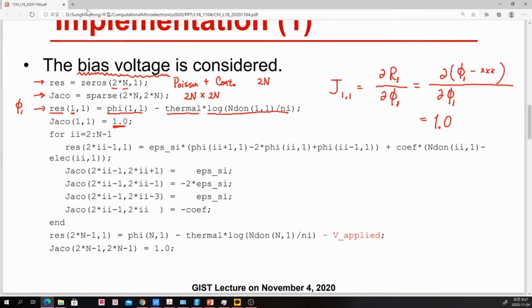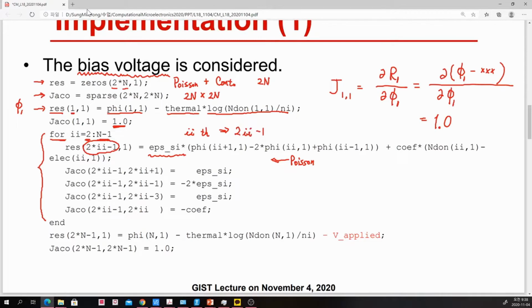After that, you can see some loops for position index starting from number 2 up to n minus 1, which is the right end of a bulk node. We just calculate, you know what, this is just the Poisson equation. So the Poisson equation is assigned this way. If you have i's position, then that is assigned to 2 times ii minus 1.